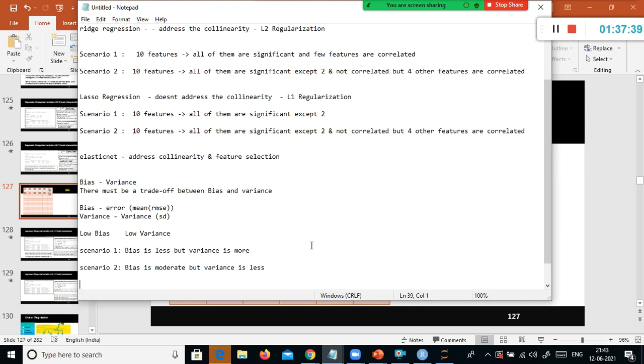But you look at this second scenario, bias is moderate, though the error is a little more, the variance is not much, right? You need to take a call here. So there is a trade-off, that's why they say trade-off between bias and variance. Though the error is slightly more, even if I apply the model on any number of unseen data sets, it is stable.